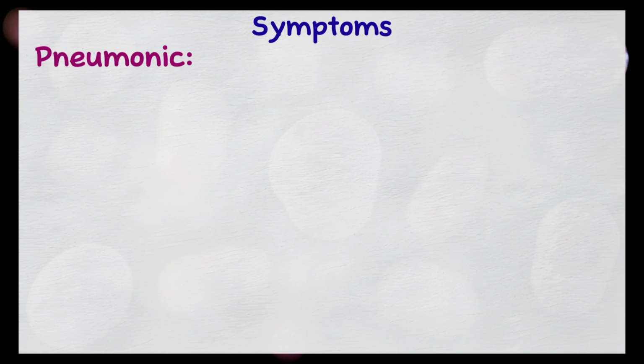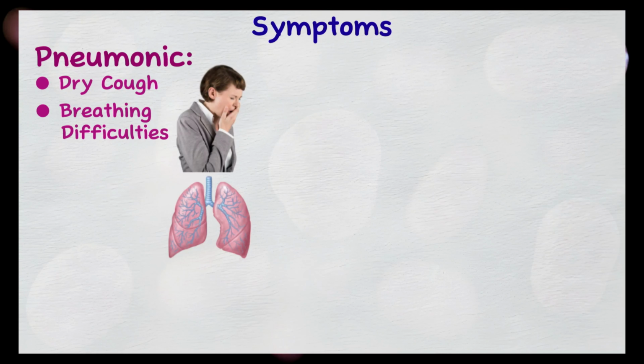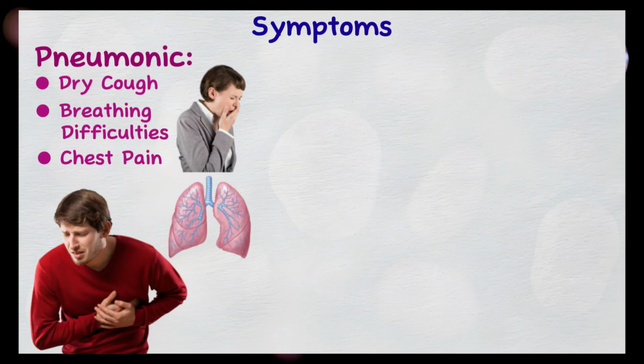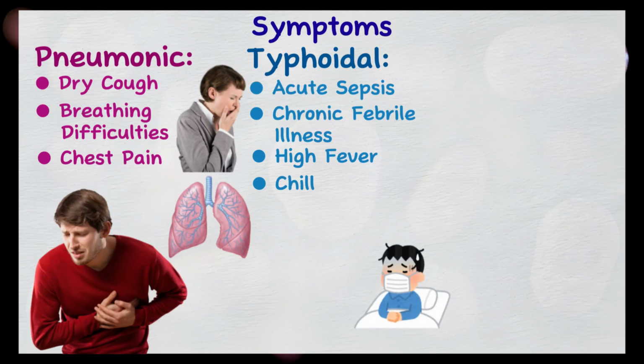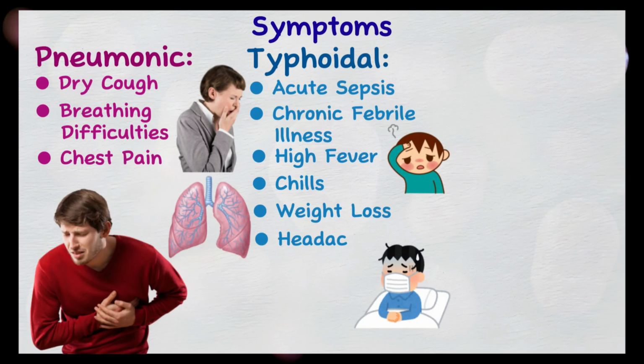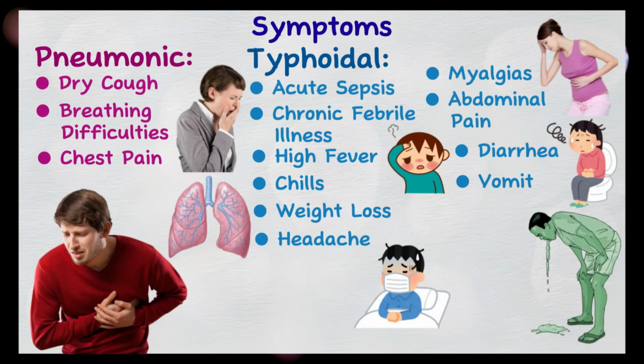The pneumonic form is characterized by a dry cough, difficulty breathing, and chest pain. In contrast, the typhoidal form can range from acute sepsis to a chronic febrile illness, presenting with high fever, chills, weight loss, headache, myalgias, abdominal pain, diarrhea, vomiting, and diffuse abdominal tenderness.